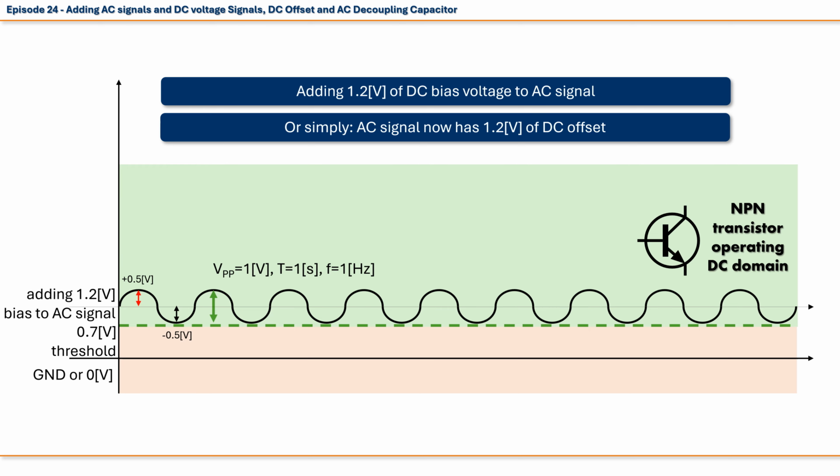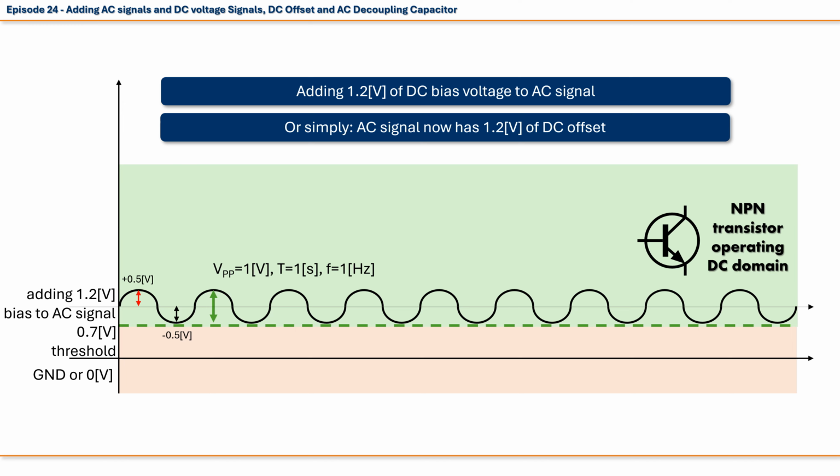In order to shift our AC signal in its entirety into NPN transistor DC operating domain, we have to add 1.2 volts of DC bias to our AC signal. Now, our AC signal in its entirety is in DC NPN domain. Please have in mind that parameters of our signal have not changed. Peak-to-peak value of our AC signal is still 1 volt, positive and negative amplitude is still positive and negative 0.5 volts, respectively, with period and frequency of signal unchanged.